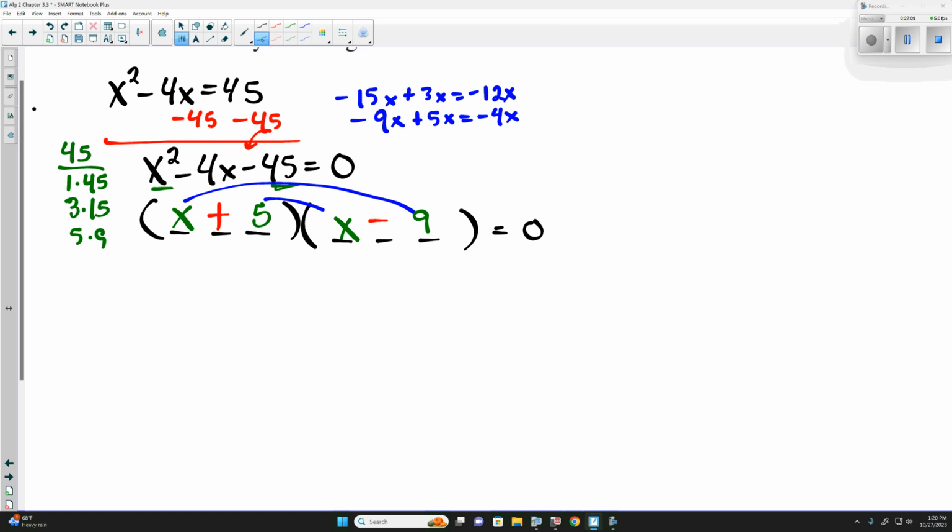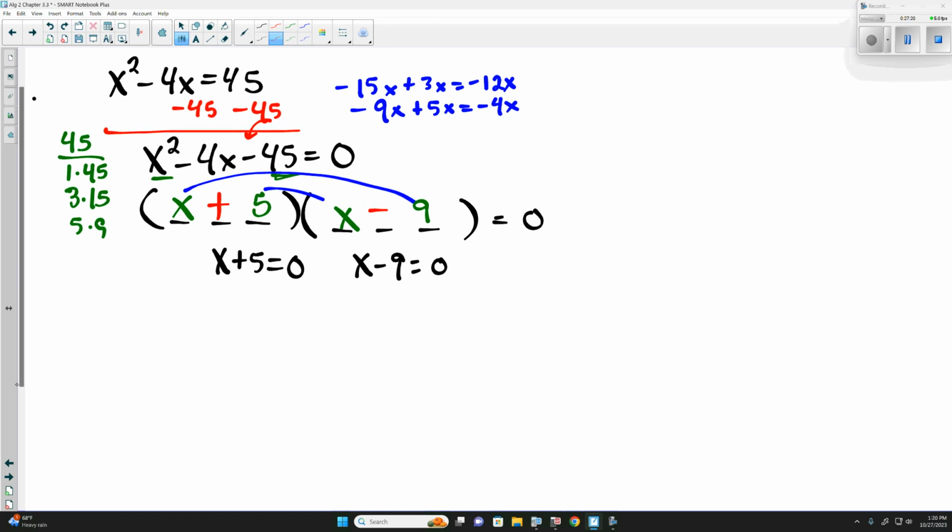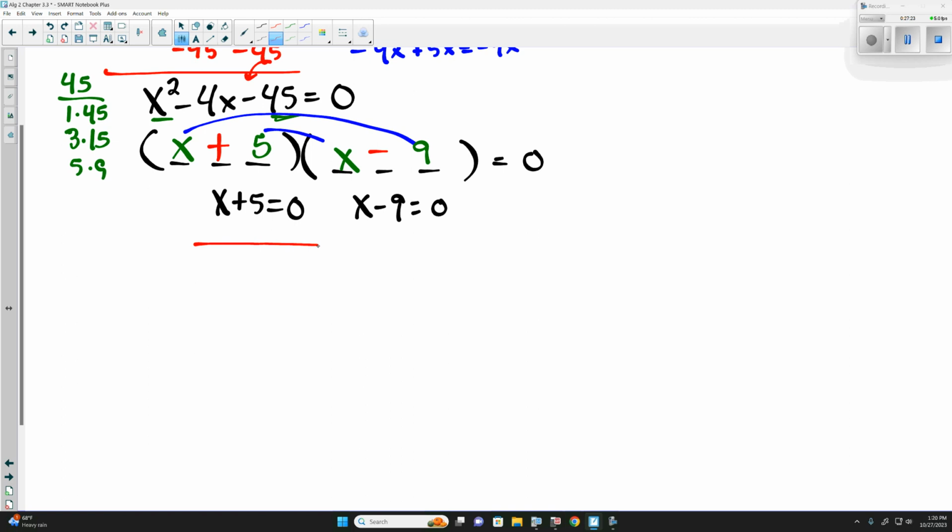Now we do have two things multiplied together to equal 0, so one of them must be 0. So either x plus 5 is 0 or x minus 9 is 0. What can we do first here? Telling us x is negative 5. Our other one, we would add 9 to both sides, telling us x is equal to 9. So our two solutions are x equals negative 5 and x is equal to 9.